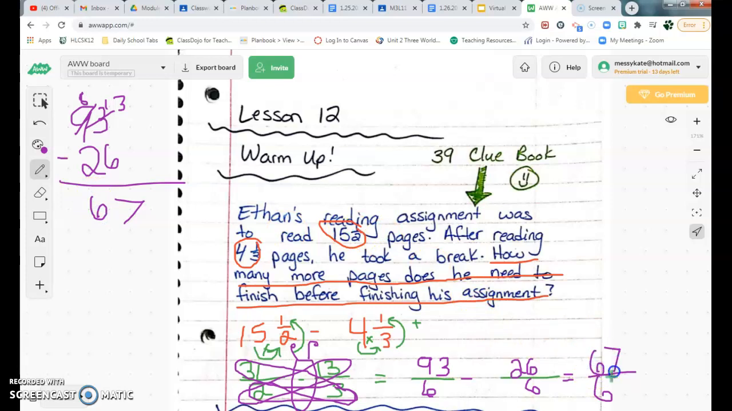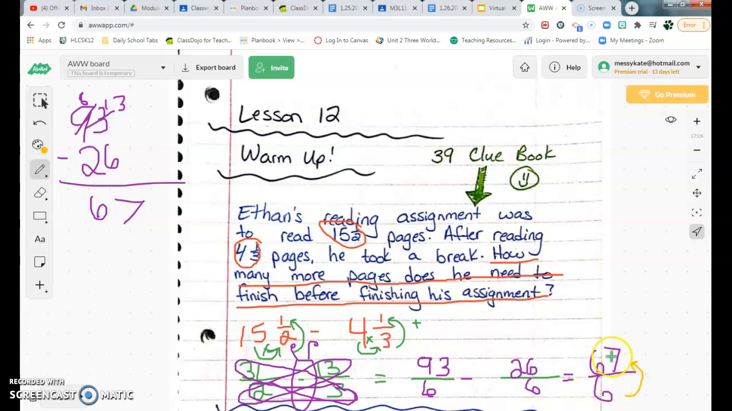Well, how many times can 6 go into 67? Because this is an improper fraction. I know 6 times 11 is 66, which is one shy of this.